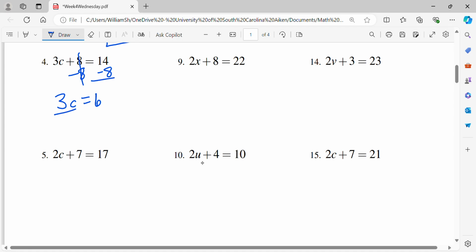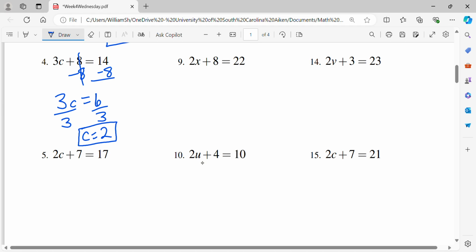I need to get c by itself. I divide by 3, and I get c equals 2. You know how I do. I usually do the first column, try to take it nice and easy. But I speed up slowly but surely, because we need to get at a college speed here.